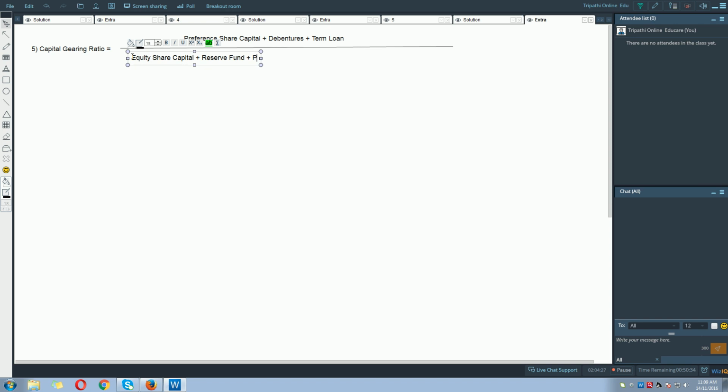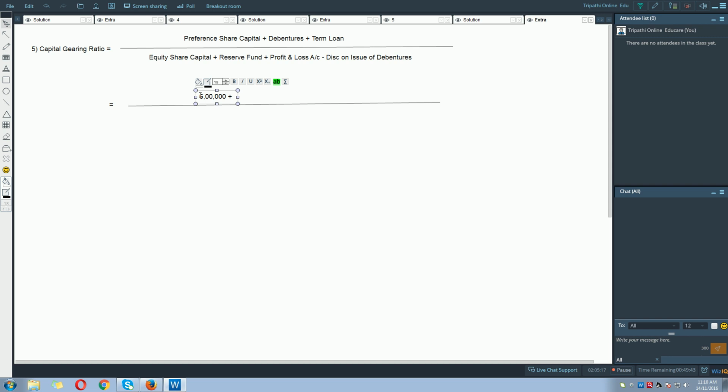Okay, how we got the interest actually? It's very simple. Let me show you. 4,50,000 into 12%, so that comes to 54,000, and then 3 lakhs into 15%, that comes to 45,000, and this is how we are getting total interest as 99,000. Fine.